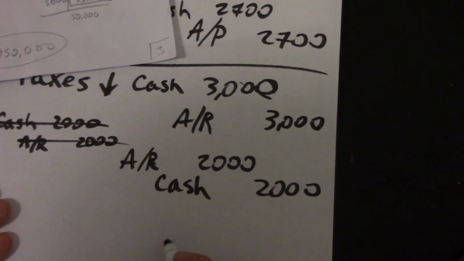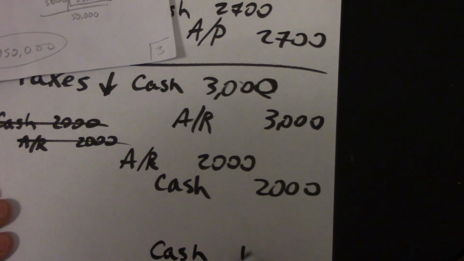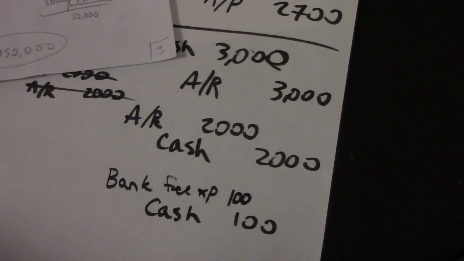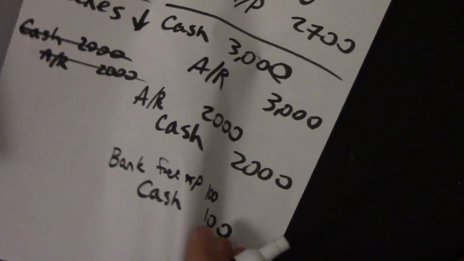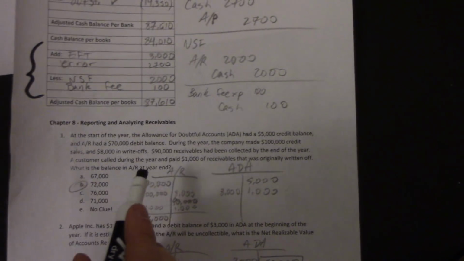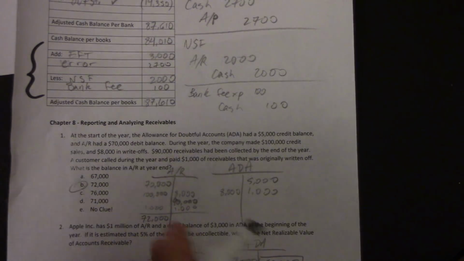And then the bank fee, we're decreasing cash by $100. And we're going to record some kind of bank fee expense as a debit for $100. There's the journal entries. Okay, moving on to Chapter 8, reporting and analyzing receivables.